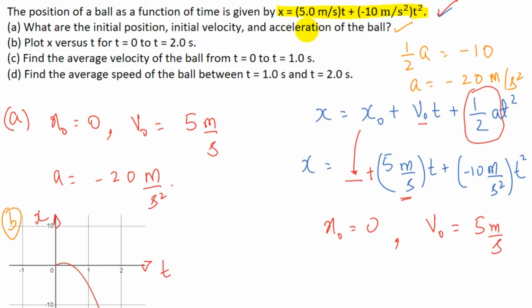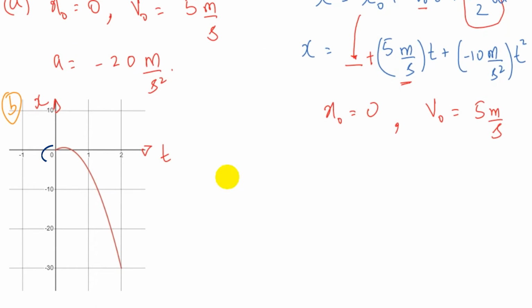Next, in the C part, we have to find the average velocity of the ball from time t equals 0 to 1 second. Here this is time t equals 0 and here this is time t equals 1. We can also calculate the average velocity by using this x-t graph.